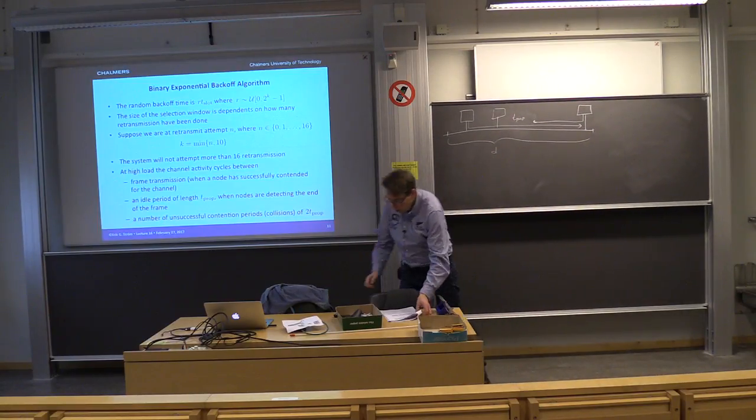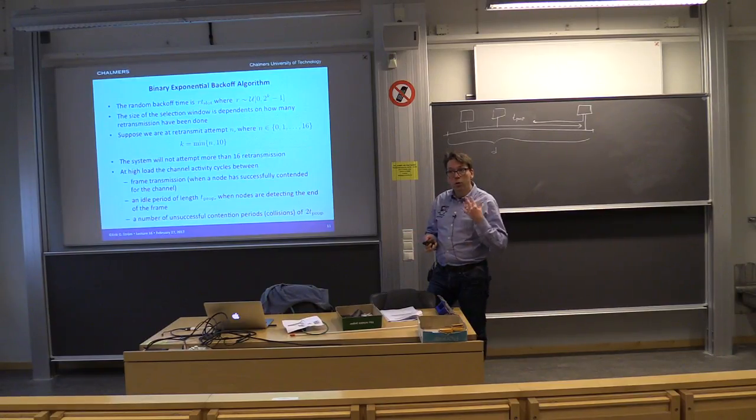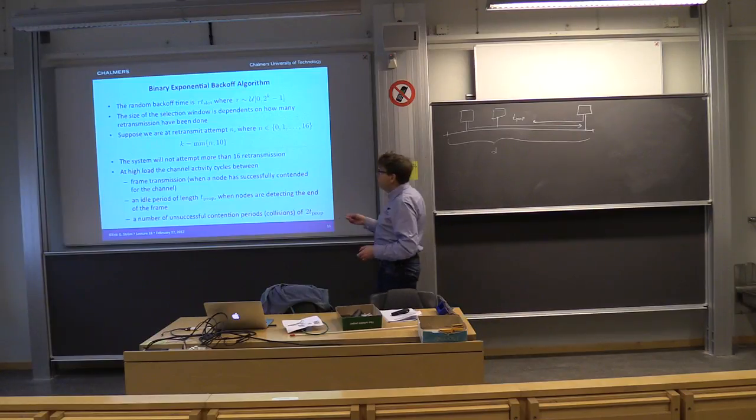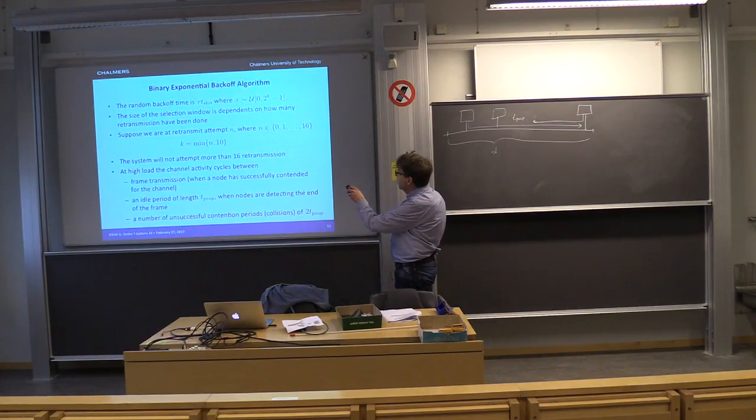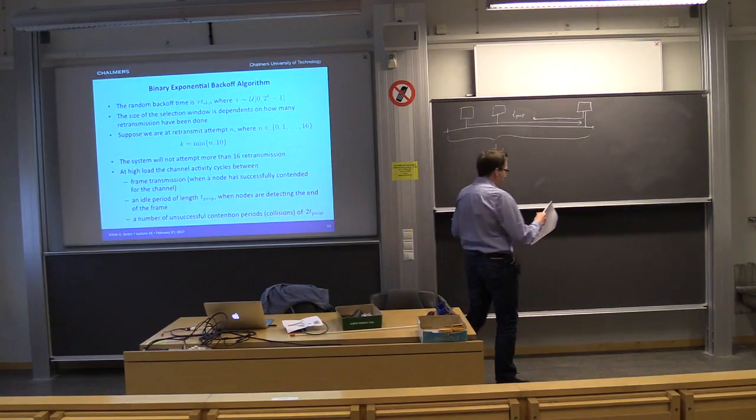Okay, so the idea here is that the back-off time is r times t slot, where r is a uniform random variable between 0 and 2 to the power of k minus 1. So k here is depending on how many retransmission attempts we have done. This is known also as the selection window for r. It goes from 0 up to this number, 2 to the k minus 1. So if we are at retransmission attempt n, then we select k to be the minimum of n and 10.